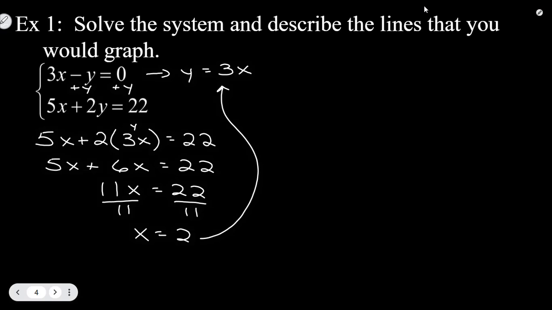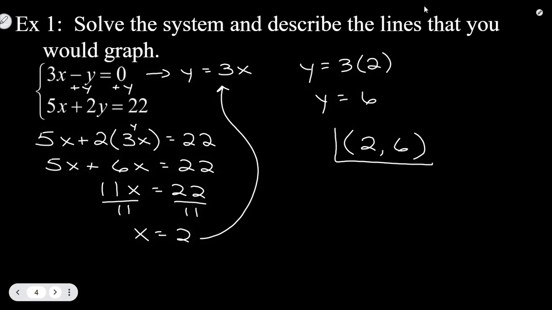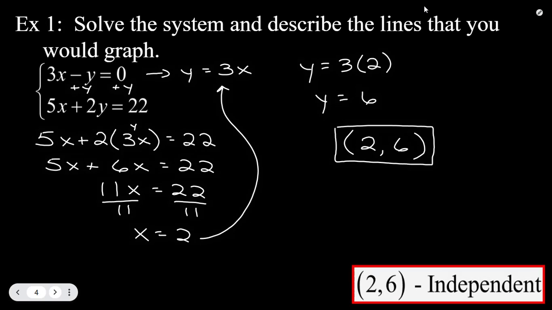And we know that y will equal 3 times the x value, which we just figured out was a 2, and that is 6. When we write our answers, we want to write it as (2, 6) because we are emphasizing that this is a point on the graph where these two lines intersect. And they intersect at that one point, which means it's what type of a system? Independent. That is correct. So you'd be drawing two lines that intersect at one point, and that is an independent system.